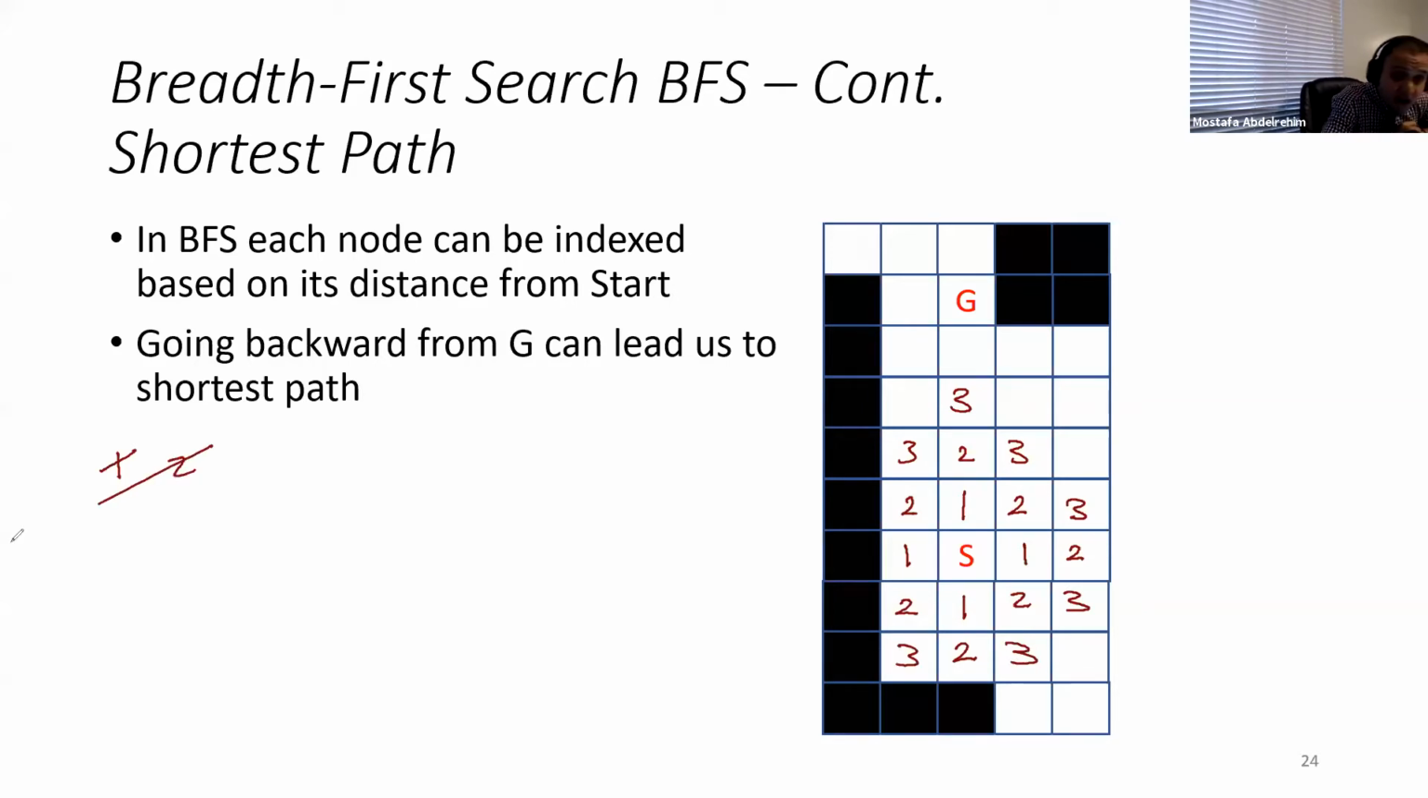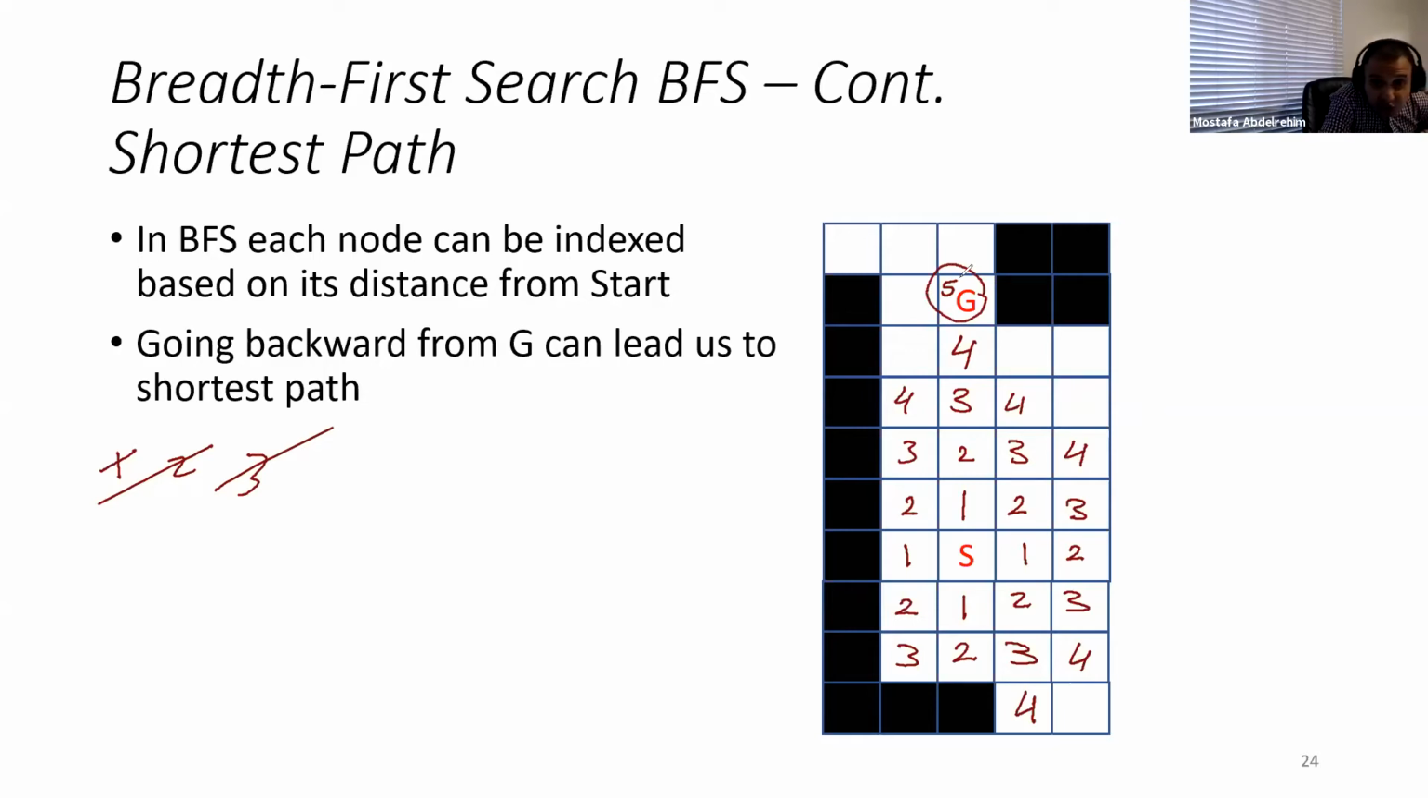Now, where are the cells that are 4 cells away from the start? Those are the adjacent cells to the 3s. So 4, 4, 4, 4, 4, 4. Let's check, for example, here this is 1 cell, 2 cells, 3 cells, 4 cells. Okay? So now, where are the cells that are 5 cells away from the start? If we start by this one here, this is 5 in here. And this is our goal, so we just stop.